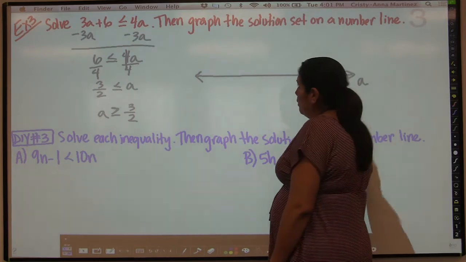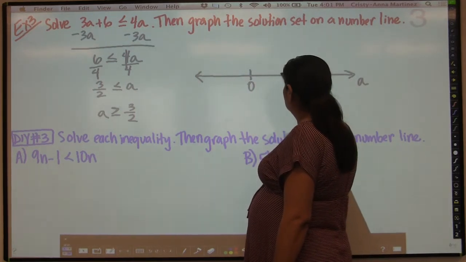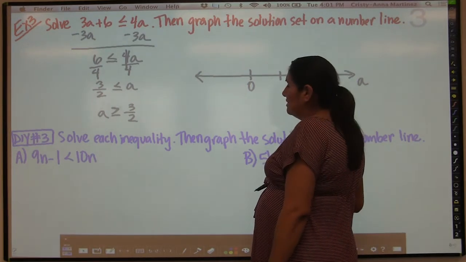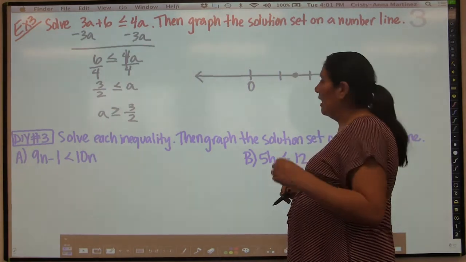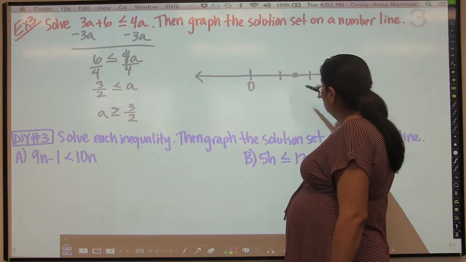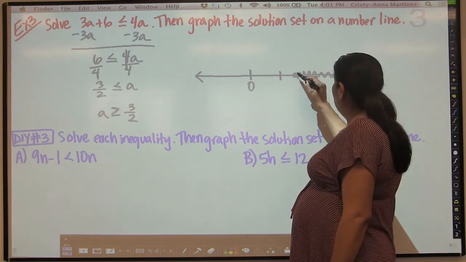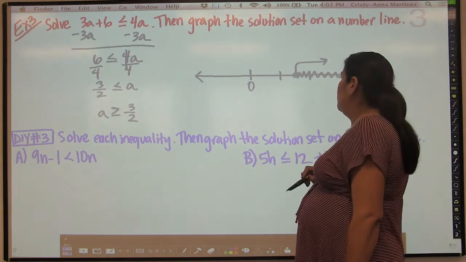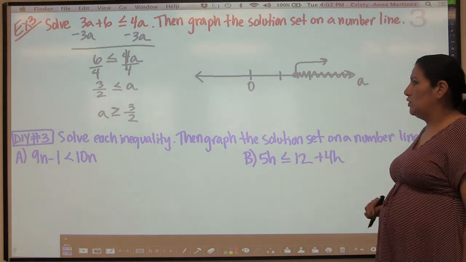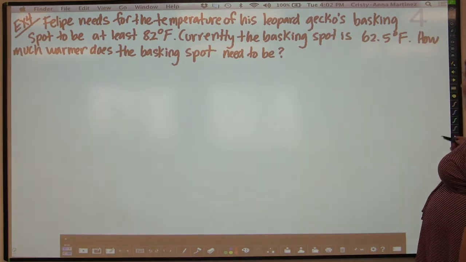And then you always want to put your 0 somewhere. And then 3/2 is 1.5, so if this is 1 and that's 2, 1.5 is in the middle, that's 3/2 right there. And it is equal to, and when you have an equal to, use a solid dot. If it had been a greater than, you would just use an open dot. And then we shade greater than 3/2. Some people like to draw arrows like this. Either is fine. Okay, so now that we've done that, you can try to do yourself number 3. And then we're going to move on to example 4.